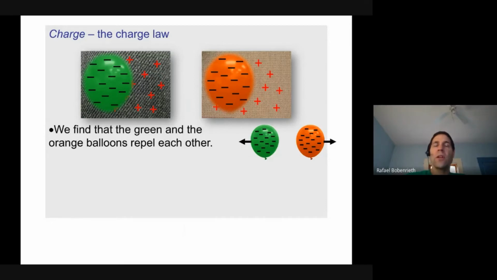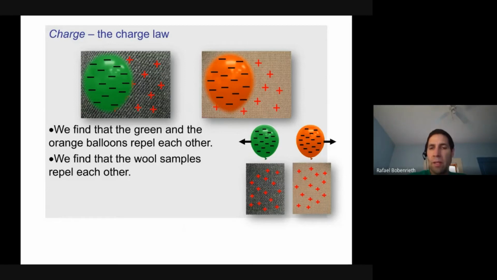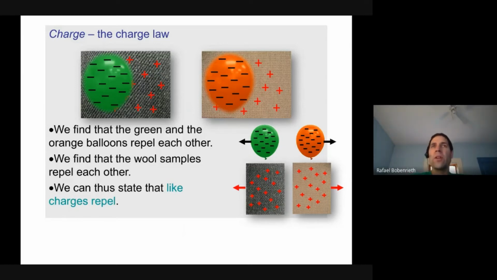You can see there I've just drawn a very simple free body diagram of the green and the orange balloon when they get in close proximity with each other. And by the way, we're ignoring gravity in these situations. Also, if we try and bring the wool samples close together, you're going to find they repel each other as well. So that's interesting, right? So we can say that like charges repel. In other words, if a positive charge comes closer to a positive charge, each is going to feel a force, a repulsive force, pushing away from the other. And the same thing goes if you get 2 negatively charged objects.